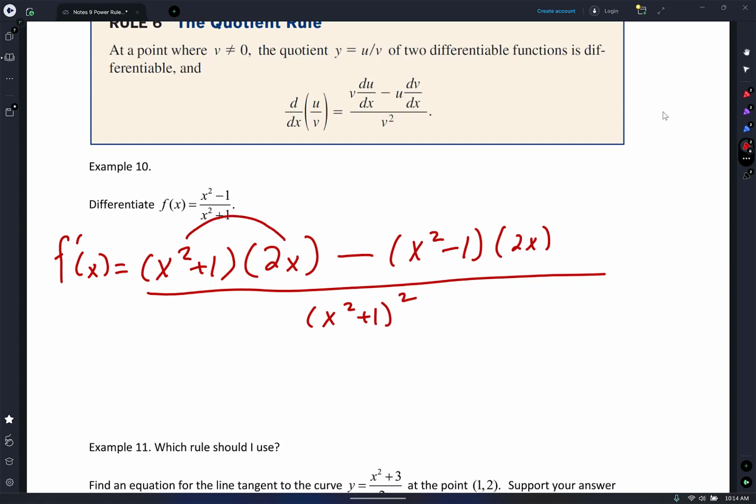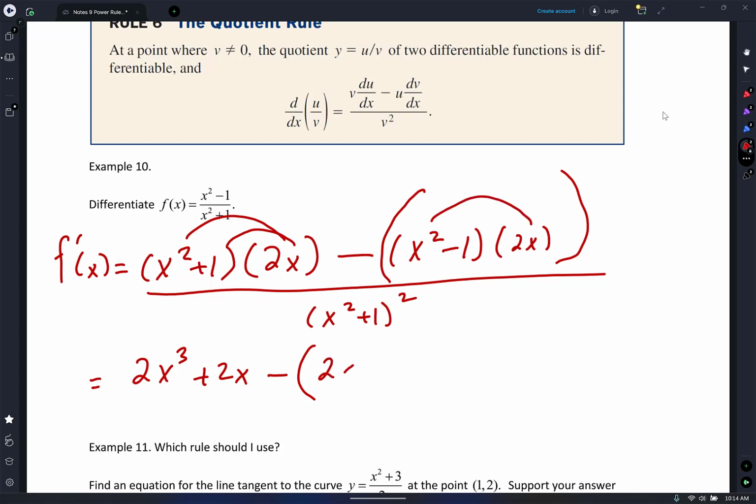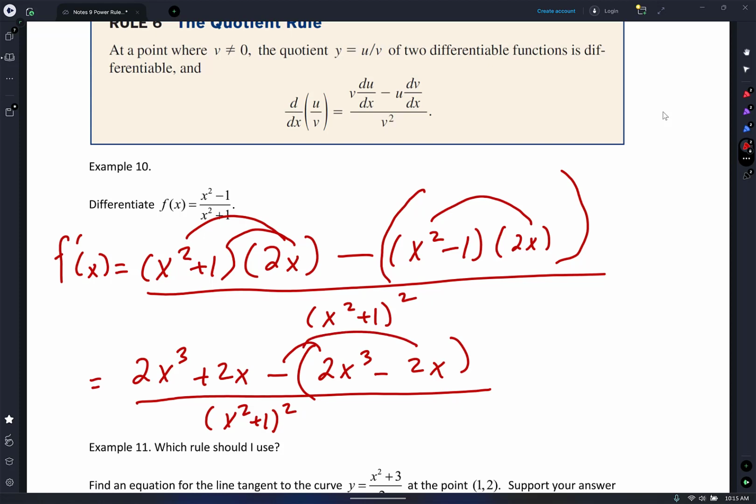Let's practice. Distribute that 2x like this, guys. 2x cubed plus 2x minus. Here's where a lot of you guys mess up. If you mess up with that minus, just put a giant parenthesis so you know that you're distributing to all of that. 2x cubed minus 2x. If you can see it, you don't have to do all those steps. Then distribute that negative. What's 2x cubed minus 2x cubed? 0. What's 2x plus 2x? So this really is 4x over x squared plus 1, close it squared. And you don't have to expand the denominator. It's understood that that's simplified.